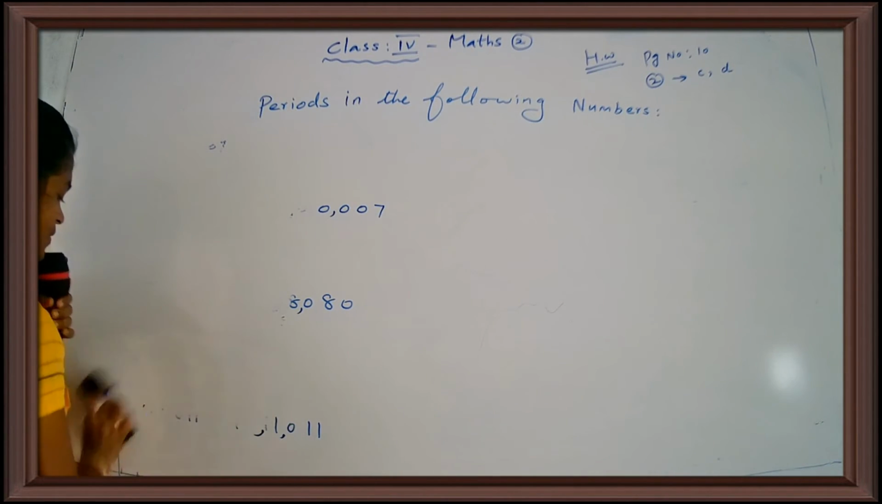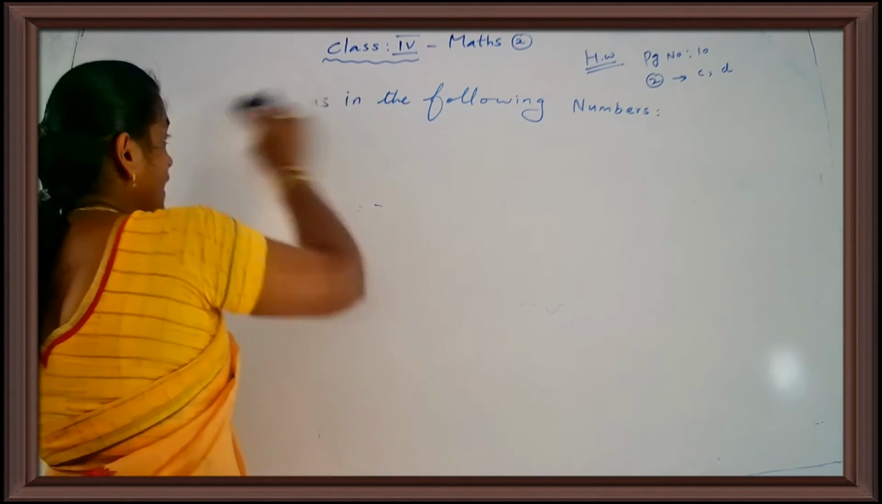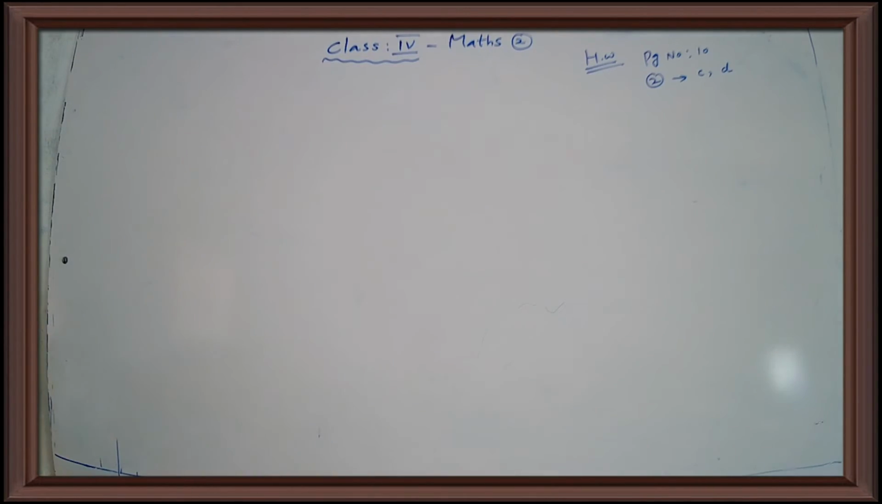Already we have studied successor and predecessor in the previous classes. Yes or no children? So, what is the meaning of successor? The number that comes just after a given number is called the successor. Predecessor means the number that comes just before a given number. Successor means after a given number. Predecessor means before a given number.